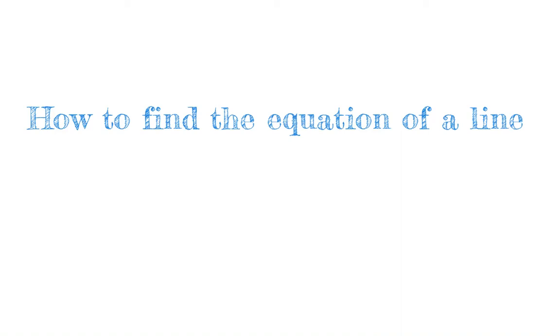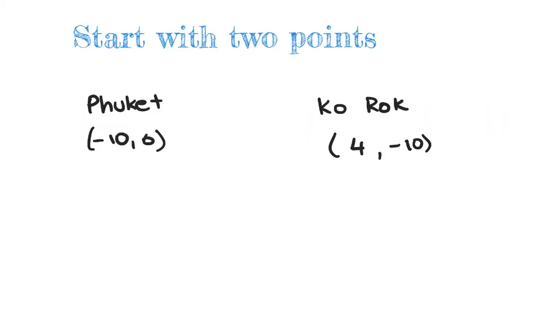This video is about how to find the equation of a line. First of all, we start with 2 points: Phuket, coordinates of -10 and 6, and Koh Rock, coordinates of 4 and -10.